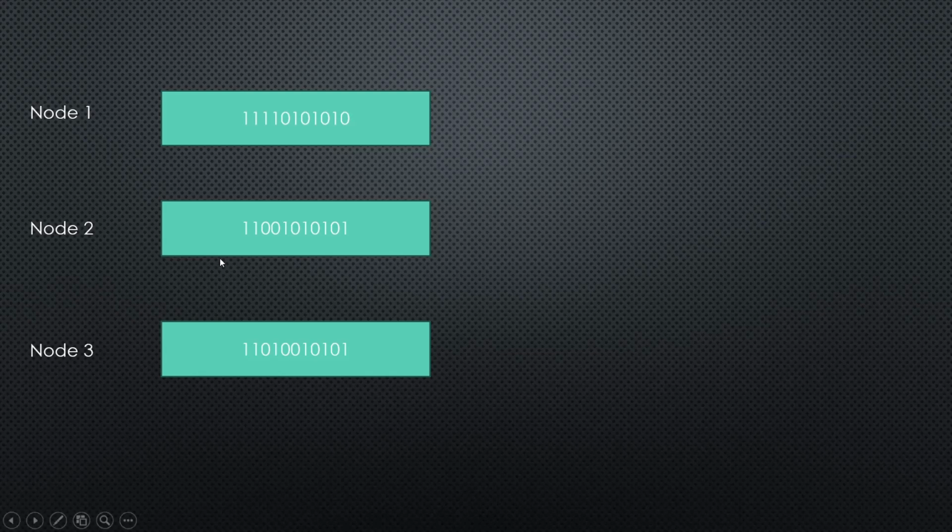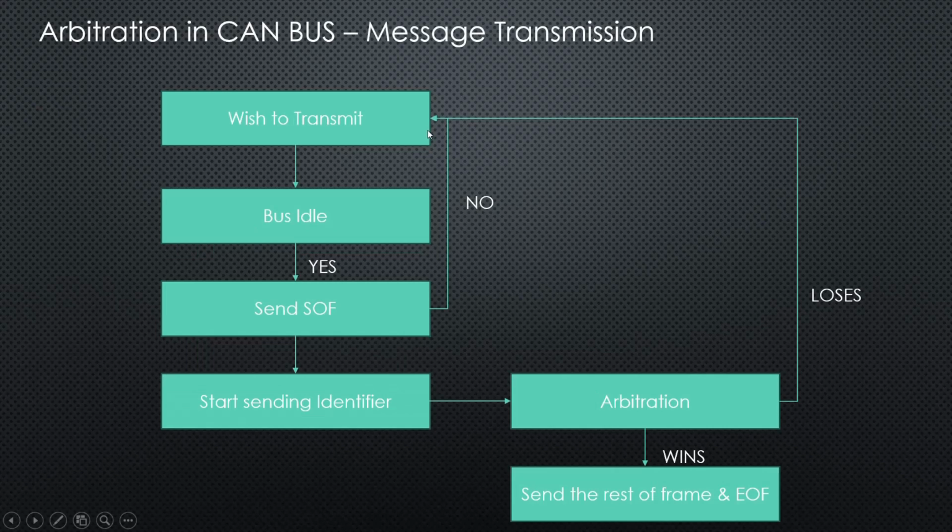Coming back, at the fourth bit, node 2 is dominant and node 3 is recessive, which means node 3 will lose the arbitration and go back to the initial stage, whereas node 2 wins the arbitration and sends the rest of the frame until the end of frame. That's how arbitration works in CAN bus.